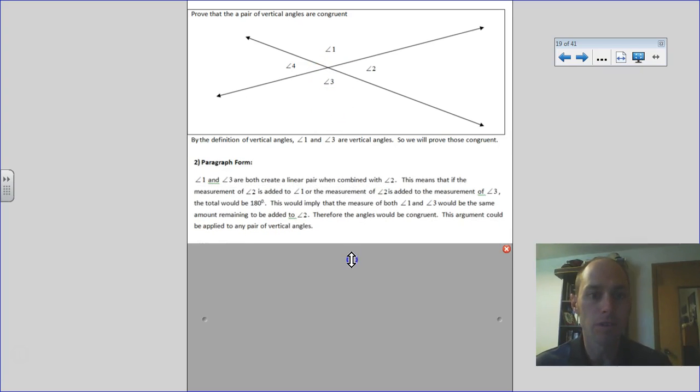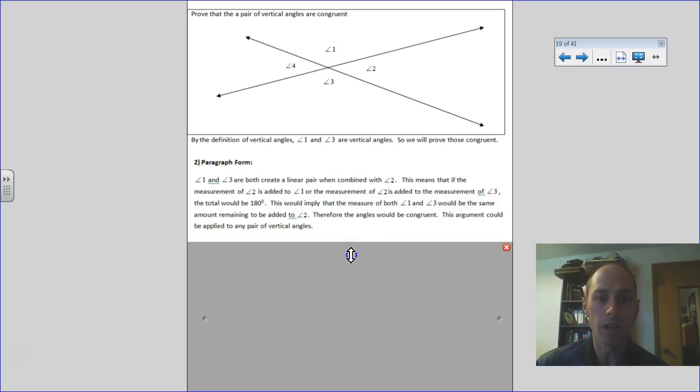Here's a paragraph proof. So here's how I could prove that just in paragraph form. Since 1 and 3 both create a linear pair when combined with angle 2, that means if the measure of angle 2 is added to angle 1, or the measure of angle 2 is added to the measure of angle 3, the total would be 180 for these two. So it implies that both the measure of angle 1 and 3 would be the same amount remaining to be added to angle 2, kind of like that congruent supplements theorem. So therefore, the angles would have to be congruent. This argument could be applied for any pair of vertical angles. So that's if you can just write out a logical argument.